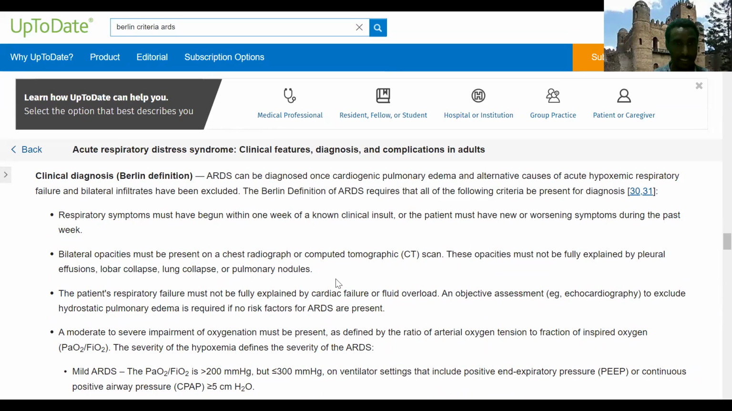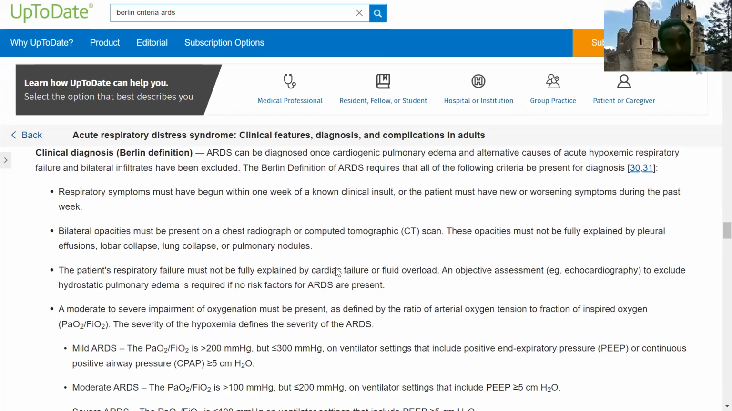The third criterion says that these symptoms of respiratory failure should not be fully explained by problems in the cardiovascular system, which means heart failure with concomitant pulmonary edema or any fluid overload should not explain the patient's condition. In some cases where the patient is not thought to have risk factors for ARDS, we may need to objectively assess the patient's cardiac condition with the use of echocardiography. After ruling out that the cause is cardiac, the third criterion is fulfilled.